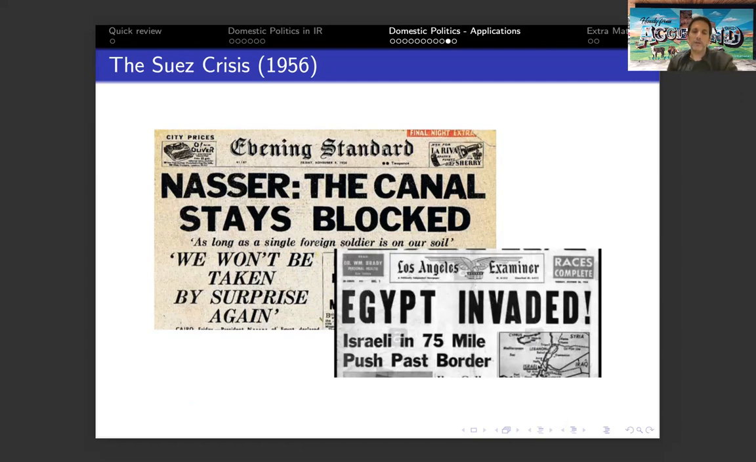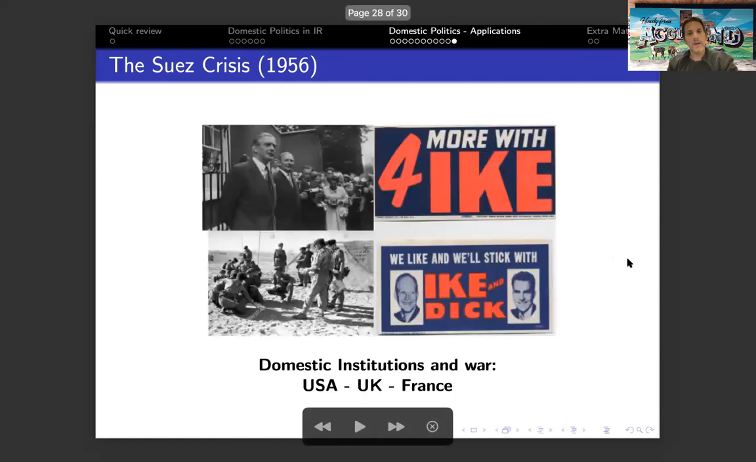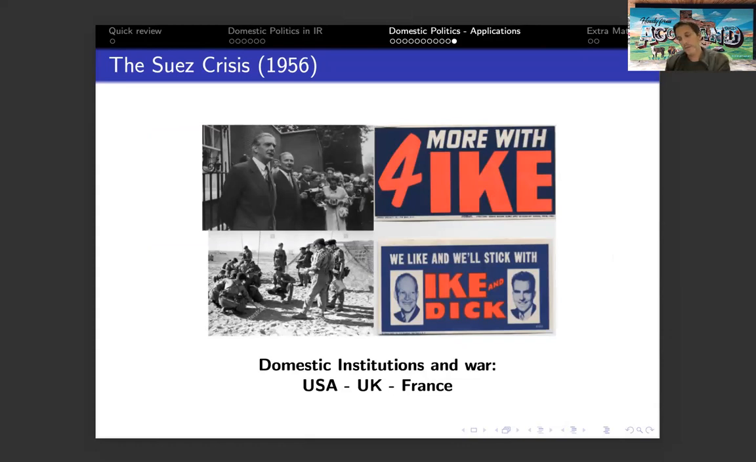So this is a little bit of background on the crisis itself. There's a little bit more, I think, in the paper that you can read. Now I want to think about explaining why the United States, France, and the United Kingdom behaved in different ways when it came to this crisis. So the first factor I want to talk about is public opinion.